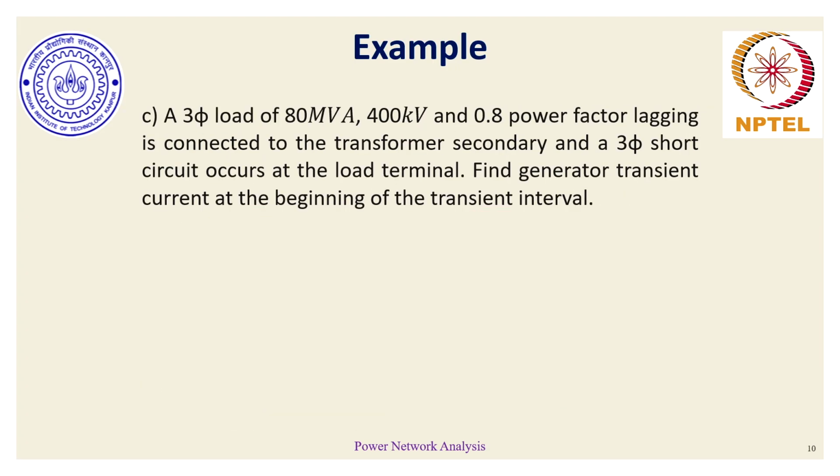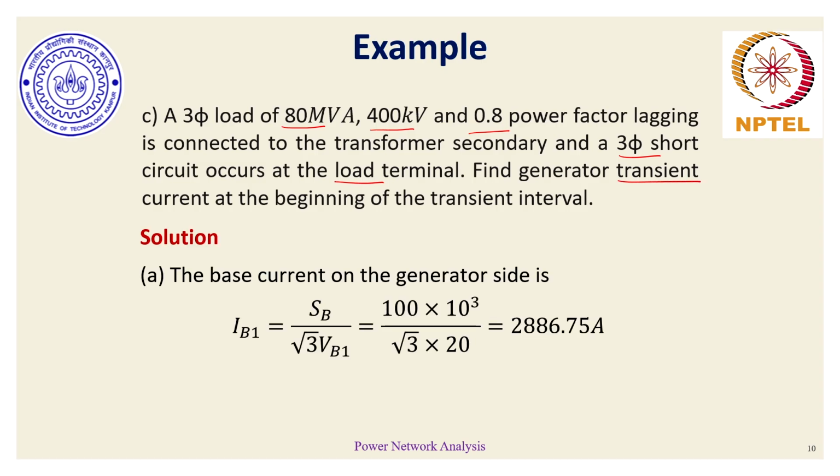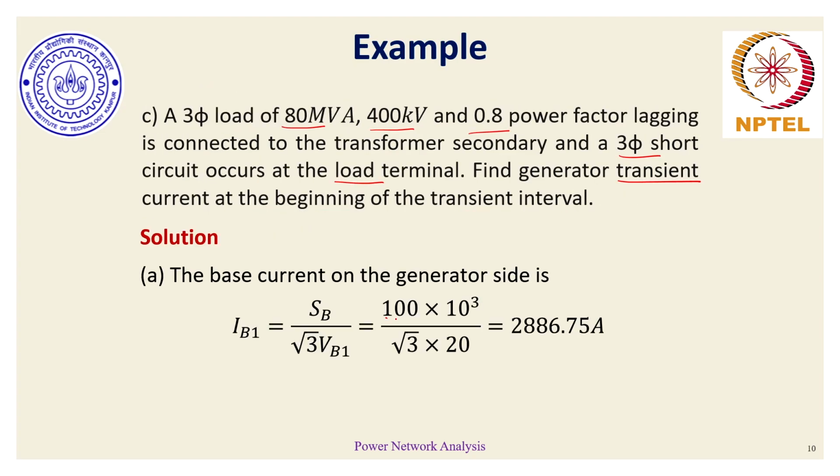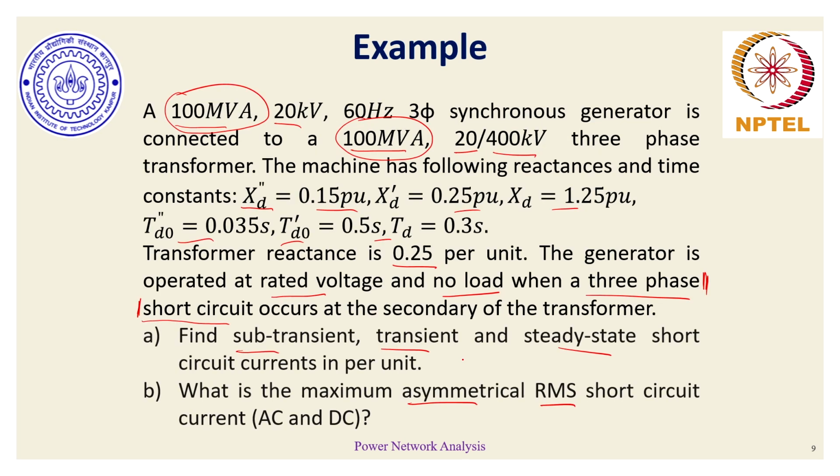And we also have to understand that if the circuit is now loaded with some three-phase load of 80 MVA, 400 kV, 0.8 power factor, and in the presence of this load a short circuit fault occurs, then what would be the corresponding transient current being supplied by the generator? So for the first bit, we first figure out our base values. 100 MVA is common for both generator and transformer, so the same can be chosen as the base apparent power. And the base voltage is 20 kV, which is the machine rated voltage, because the machine is operating at rated voltage.